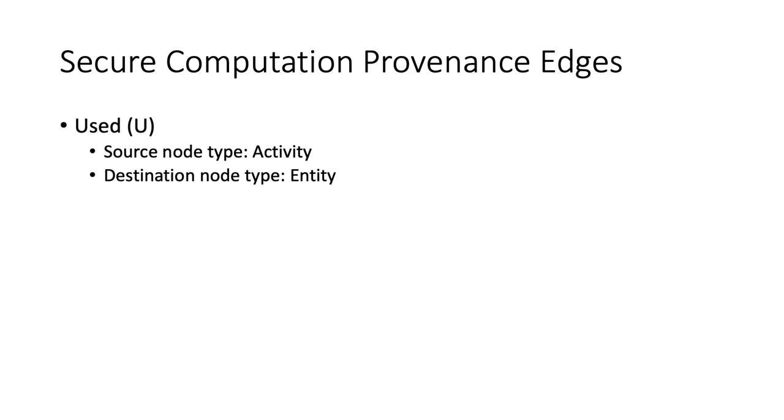The next relation is used. For this edge, the source node is an activity and the destination node is an entity. This relation means that the activity used the entity as input. In the following example, the activity average is the source node and data entity salary B is the destination node. The relation between these two nodes indicates that average used salary B.